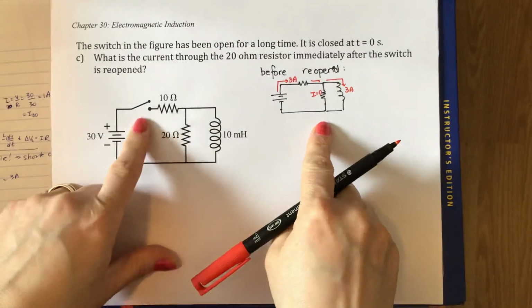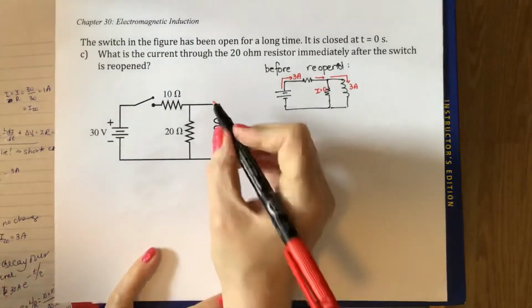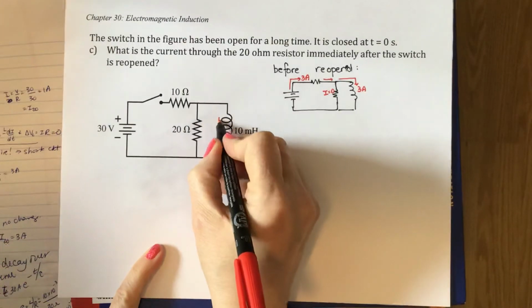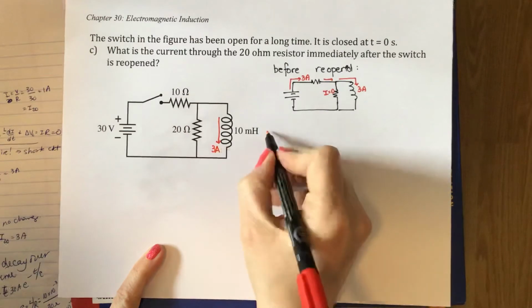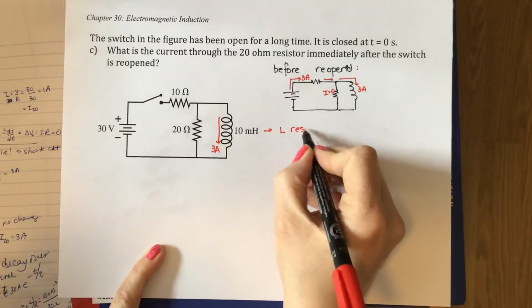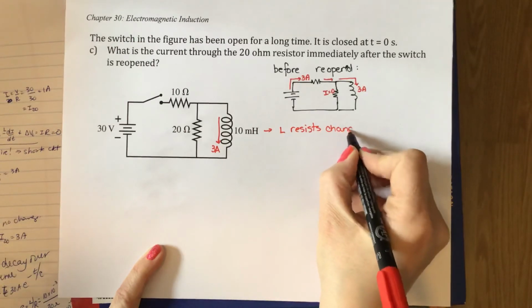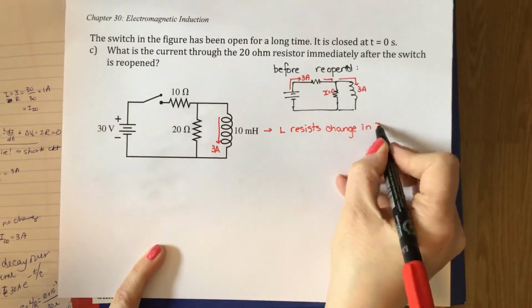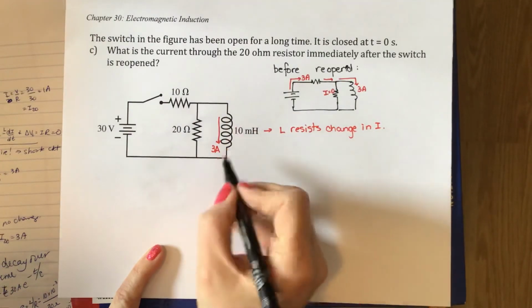So when we reopen it, when we go to here, what happens then is, let's start with the inductor branch. So as soon as we reopen, we still have a 3 amp current coming through right here, because as soon as it's reopened, the inductor resists change. So immediately after reopening, we still get our 3 amp current here.